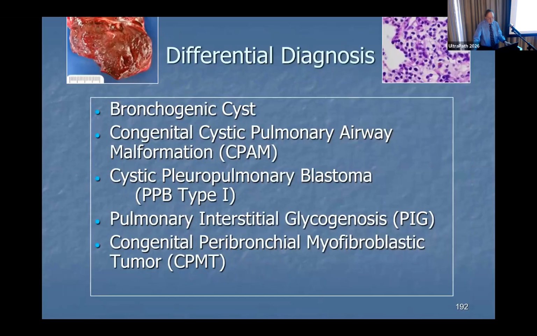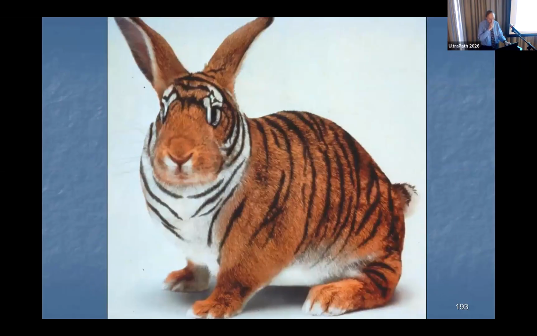So this is the differential diagnosis that you deal with: a bronchogenic cyst, congenital cystic pulmonary airway malformation. Usually that involves a lobe and not really circumscribed. A cystic pleuropulmonary blastoma type 1. PIG is unusual unless you get those biopsies such as we saw there. It's not usually a mass of some type. And congenital peribronchial myofibroblastic tumor is something a little bit different. That's more in the central area of the lung.